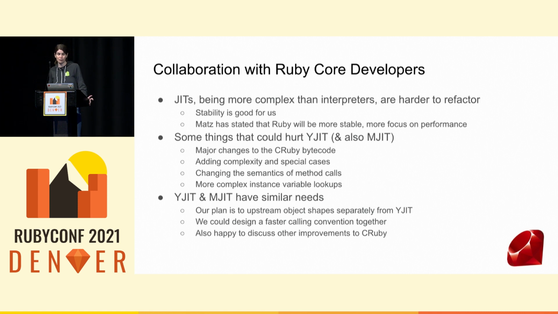I think YJIT and MJIT have pretty similar needs. So our plan is to upstream things like object shapes and new constant cache separately from YJIT, so that both YJIT and MJIT can benefit from those improvements. I think we might also be able to design a faster calling convention. And yeah, we're also open to discussing other various improvements to CRuby.